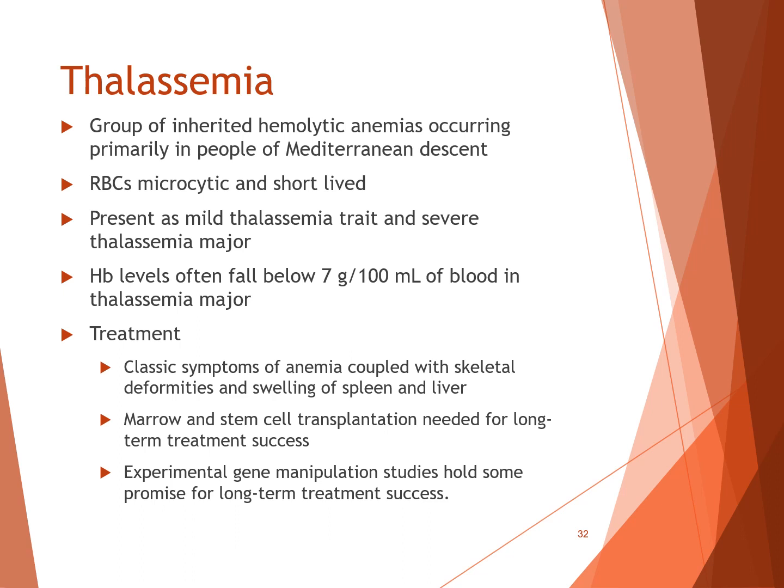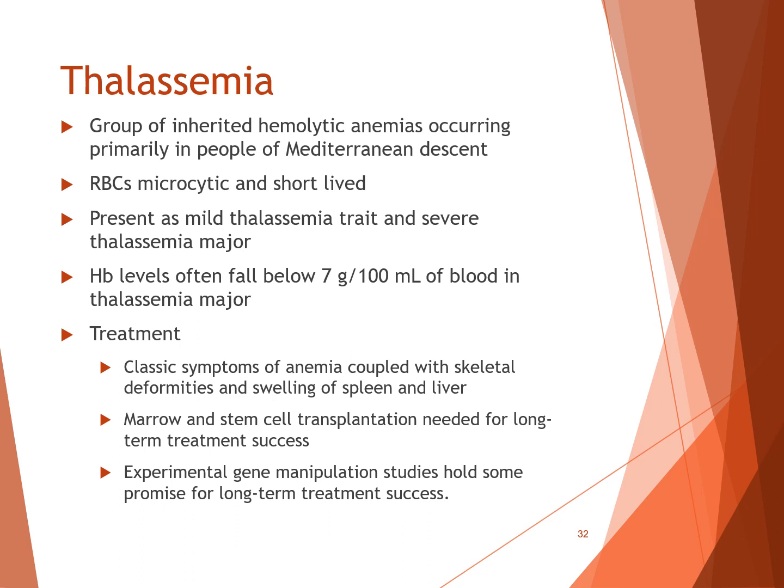Thalassemia refers to a group of inherited hemolytic anemias, and the most common type, which occurs most often in individuals of Mediterranean descent, is often characterized by the production of abnormal hemoglobin or an inadequate number of small, oddly shaped red blood cells that don't live very long. Similar to sickle cell, there are 2 types, mild and severe.